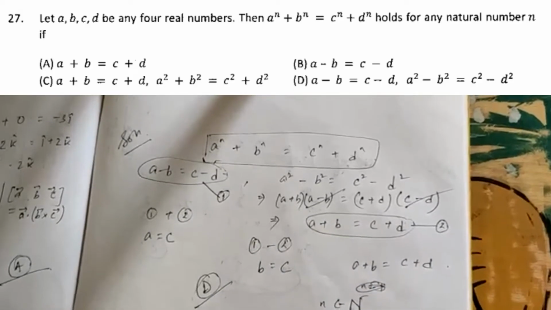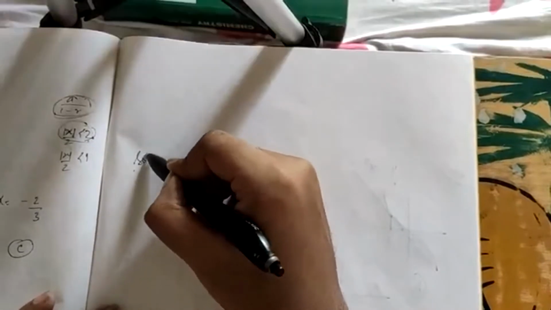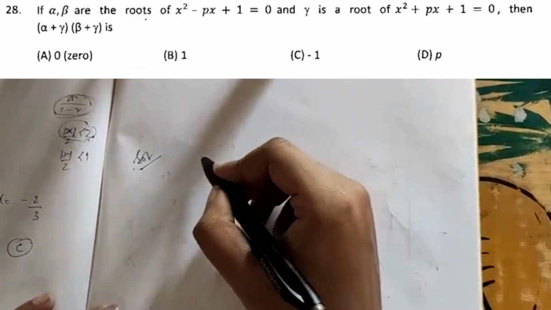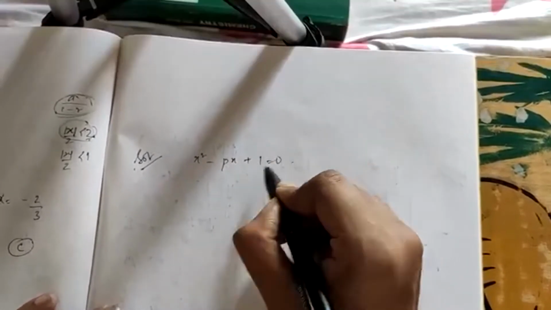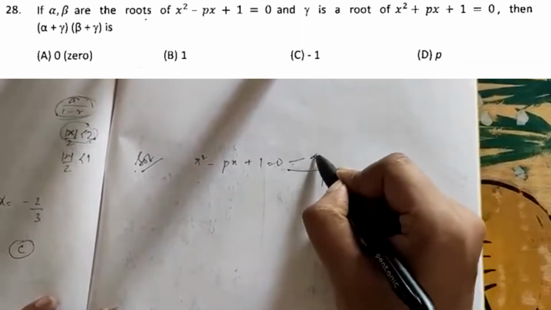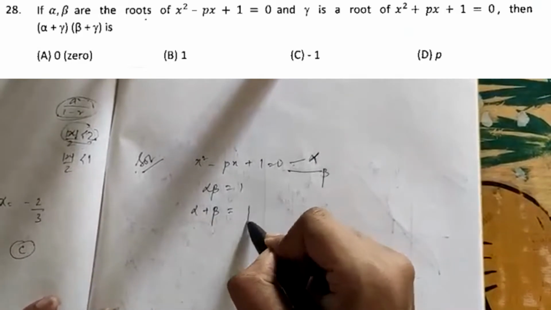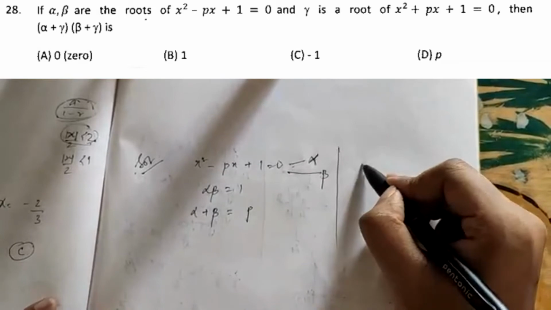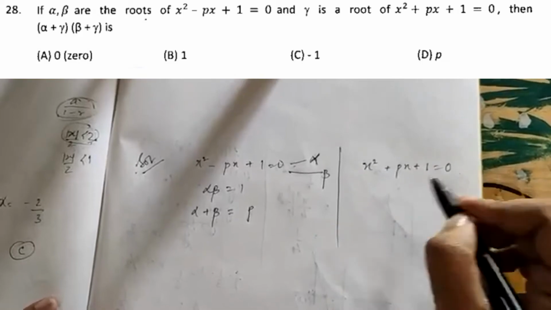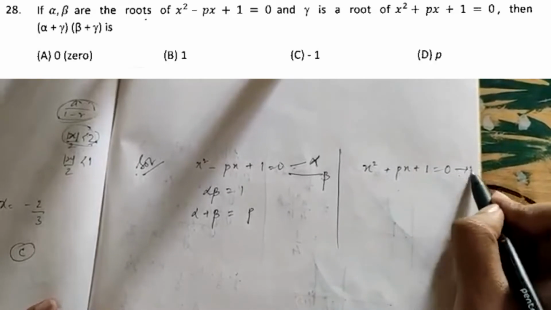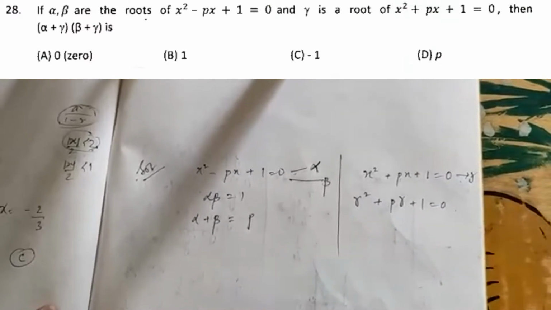and D respectively. Okay. So in the next question, question number 28, let's go on to the solution. If alpha, beta are the roots of the equation x squared minus px plus 1 equal to 0, so alpha, beta are solutions or roots of this equation. Therefore alpha beta is equal to 1 and alpha plus beta is equal to p. Again it's being said that gamma is a root of the equation x squared plus px plus 1 equal to 0. So gamma is a root, so we can write that gamma square plus p gamma plus 1 equal to 0. Definitely we can write.